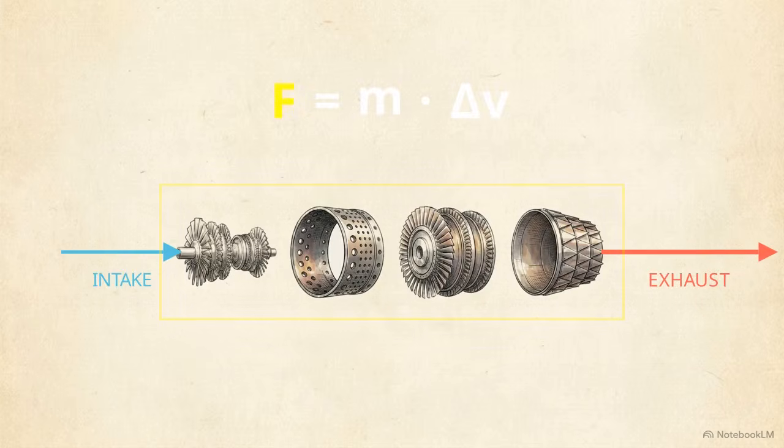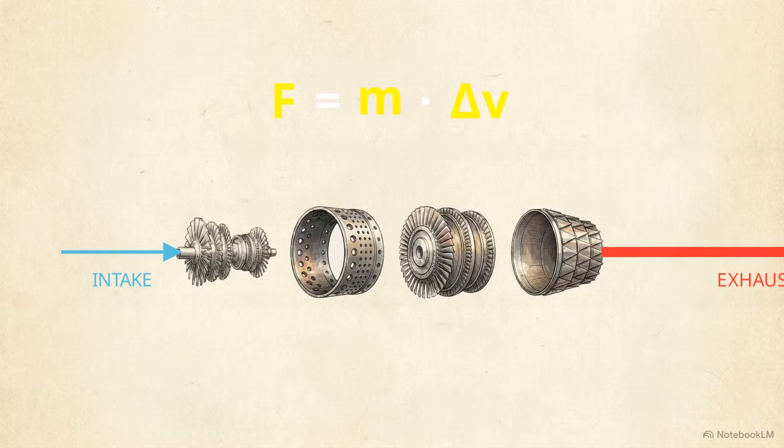This graphic illustrates the thrust equation governing these early engines. Thrust, represented by F, equals the mass flow rate of the intake air, m, multiplied by its change in velocity as it exits the exhaust.